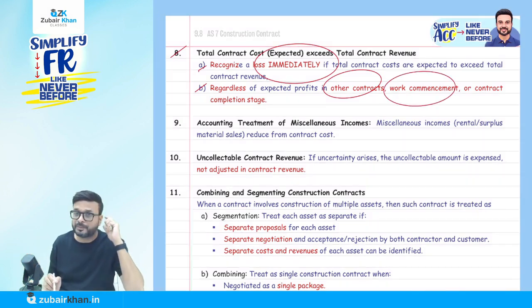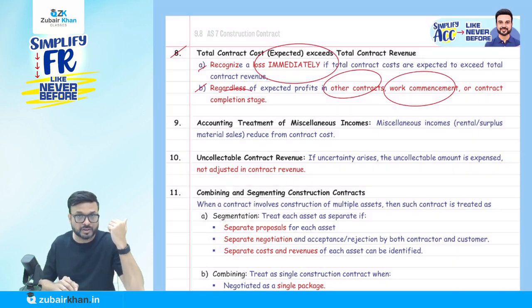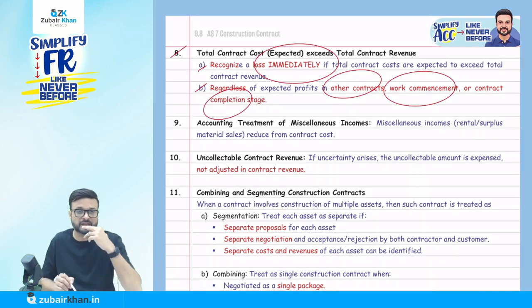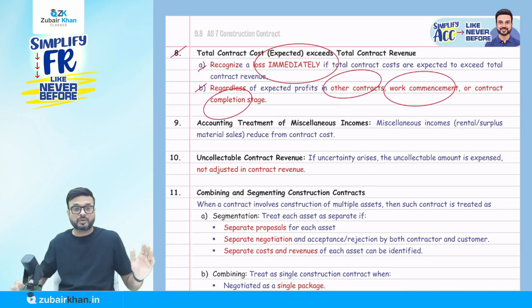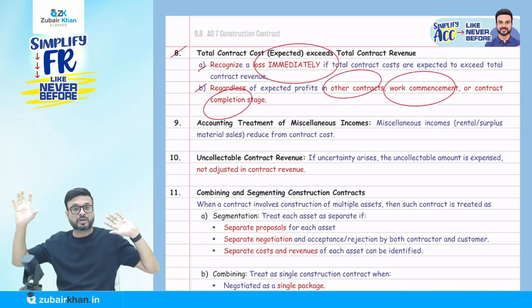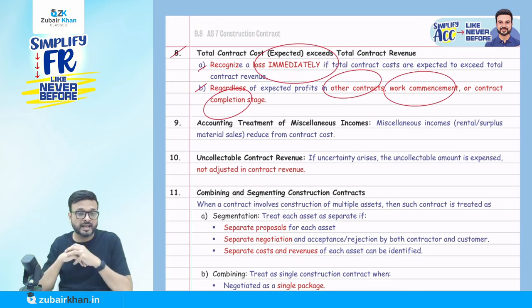We cannot say that the work has only just started. If you think the total estimated cost is more than the total expected revenue, we have to recognize the loss immediately. On contract completion, you cannot give an excuse that only 40% work has been completed and the 60% has to be done. If you think the total estimated cost is more than the total expected revenue, recognize the loss immediately that year.